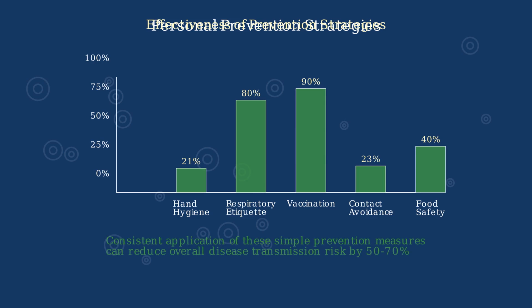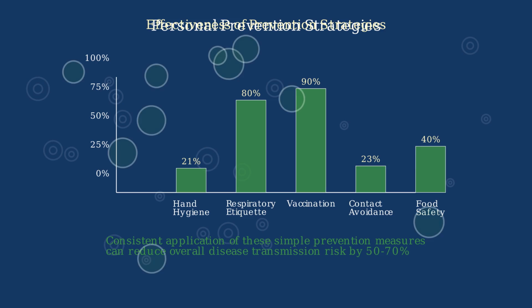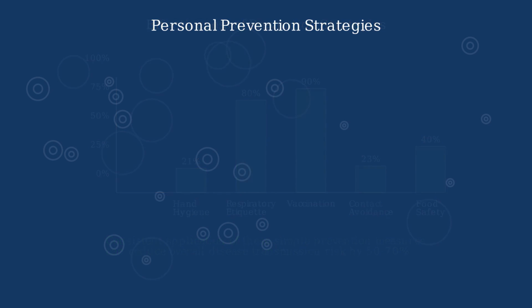Let's look at the overall effectiveness of these personal prevention strategies. When consistently applied, these simple prevention measures work together to significantly reduce disease transmission. Studies show they can lower overall transmission risk by 50 to 70%. By incorporating these strategies into your daily routine, you can protect yourself and help prevent the spread of communicable diseases.